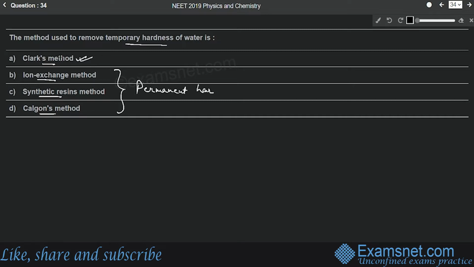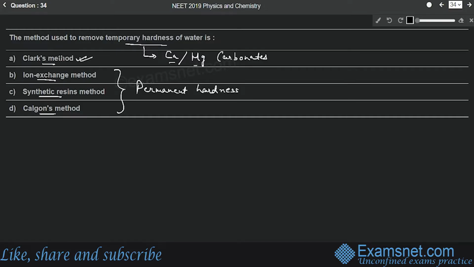Now, what is the reason behind the temporary hardness of water? It is due to the presence of calcium or magnesium bicarbonates in water. Okay, so these cause temporary hardness. Now, what is done in Clark's method? A calculated amount of lime is added to hard water, which precipitates out the calcium or magnesium carbonate.